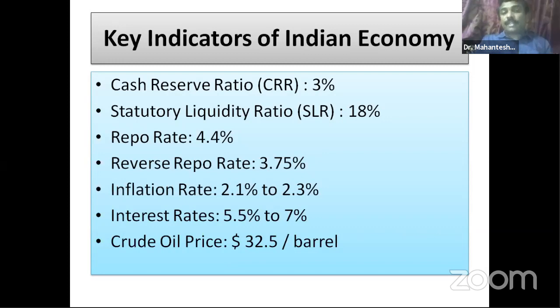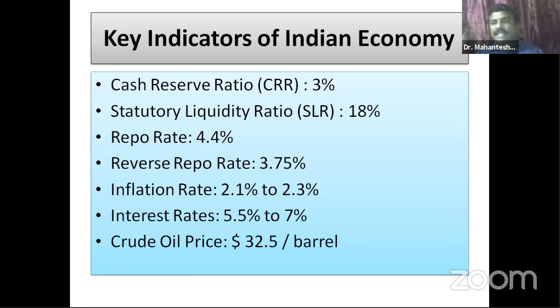Interest rates ನೋಡೋದಾದ್ರೆ ನೀವು FD rate, 1 year FD by the commercial banks, nationalized and some big private sector banks ನೋಡೋದಾದ್ರೆ it is ranging from 5.5% to 7%. It is again on a lower side ಅಂತಾನೆ ಹೇಳ್ಬೋದು. Crude oil price also is one of the important indicators of the economy ಅಂತ ಹೇಳ್ಬೋದು.